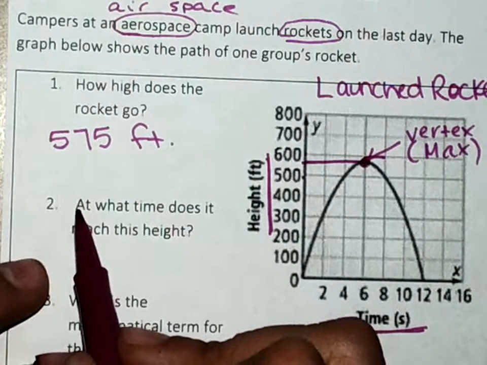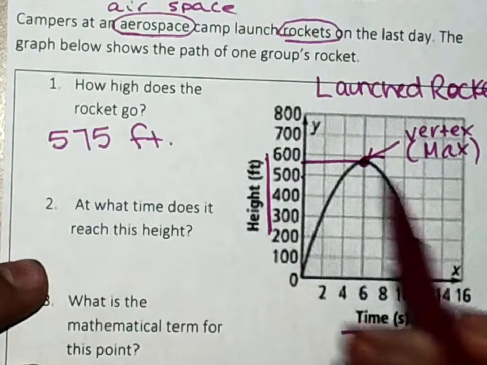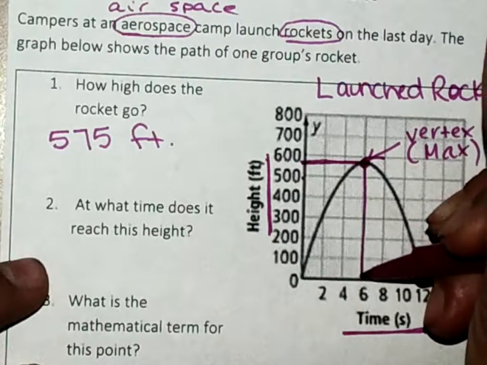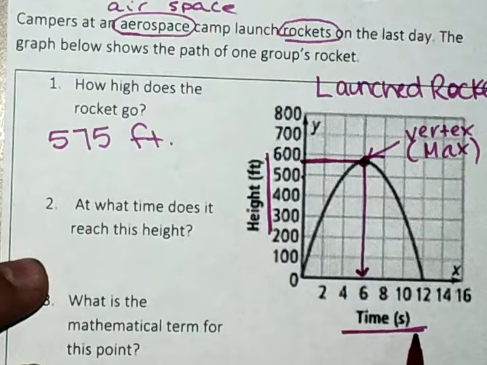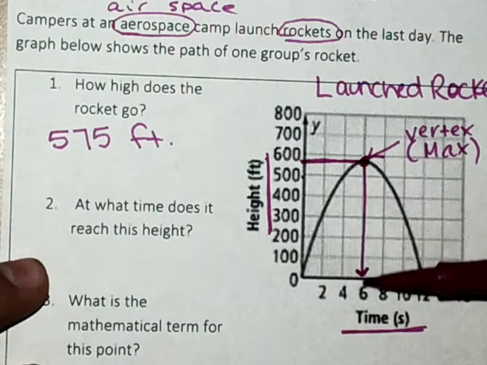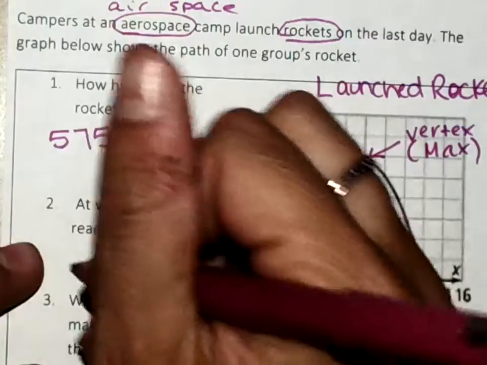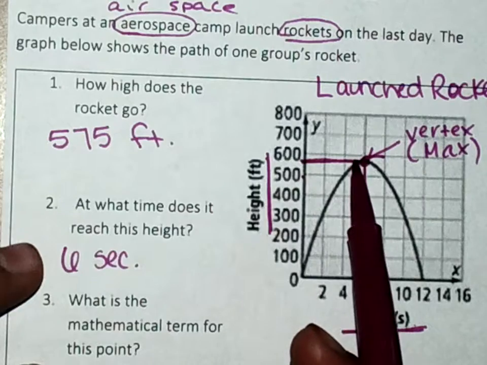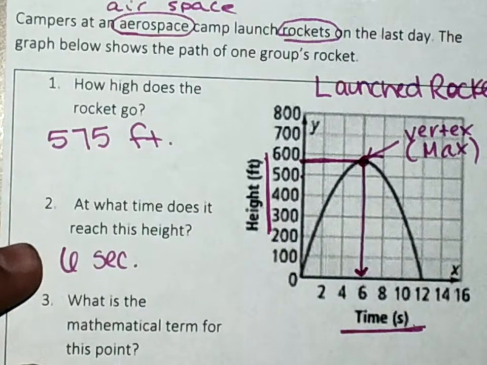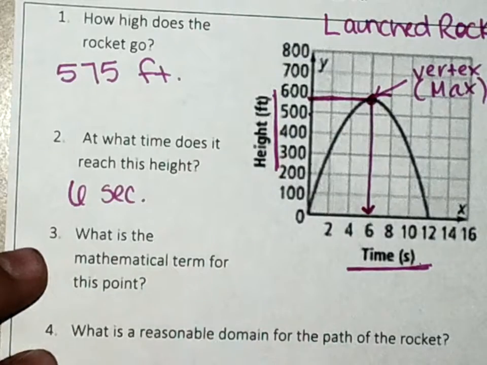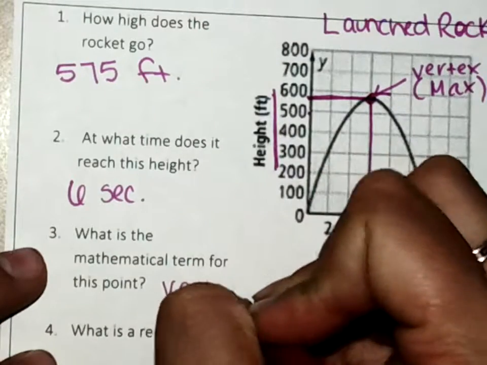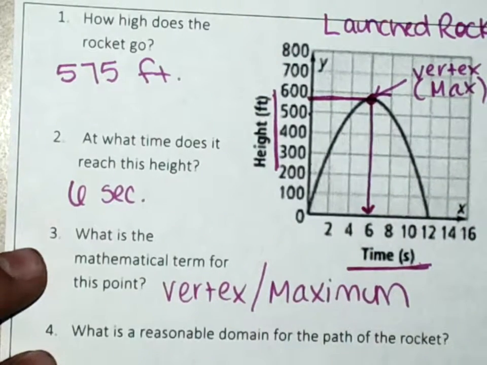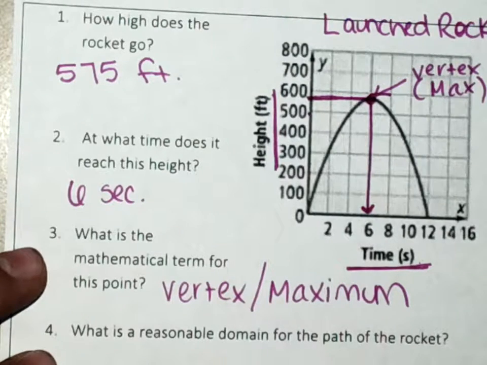The second question asks, at what time does it reach this height? Well, if I want to figure out the time of this, I'm going to follow my vertex point downwards towards my x-axis, which represents time. I notice that the vertex or the maximum lines up with 6 seconds, which means at 6 seconds, the rocket reaches its highest point in the sky. The mathematical terminology for this point, like we've already mentioned, is the vertex, or in this case, the maximum. They are the same thing. That's why it's so important that we've been focusing on figuring out how to find the vertex.